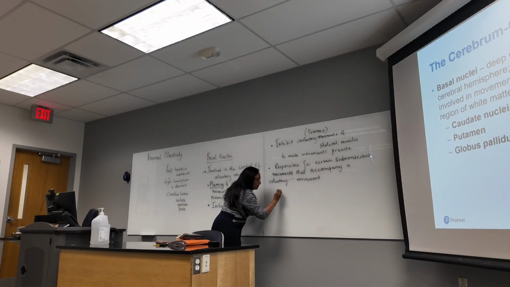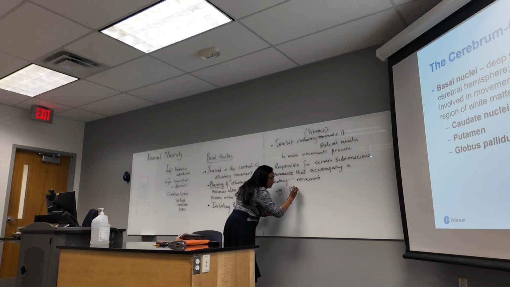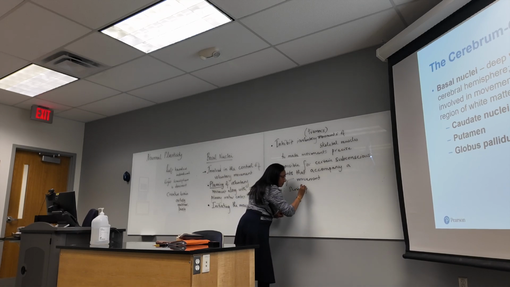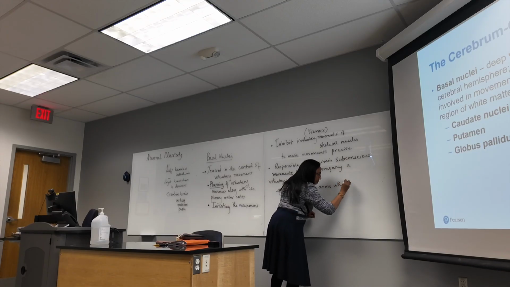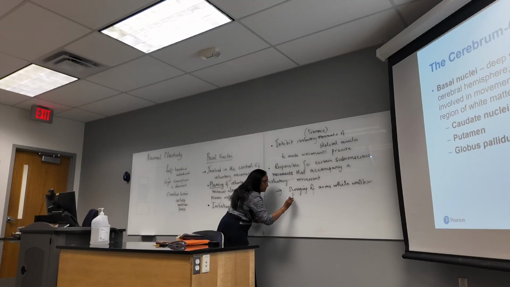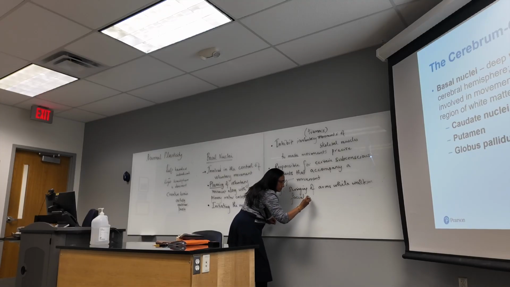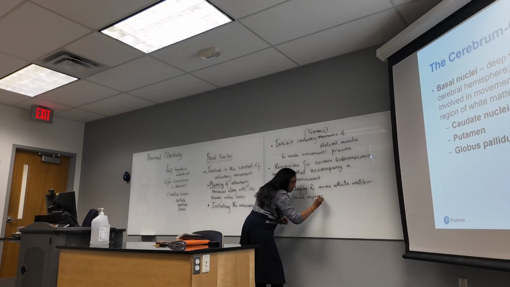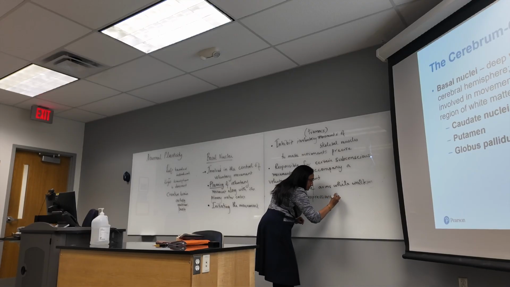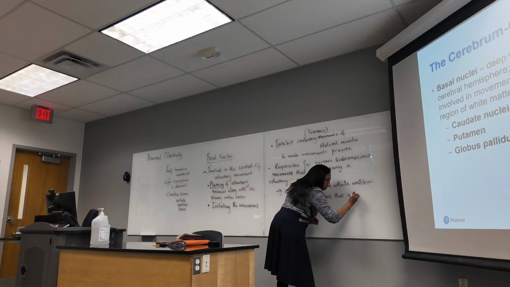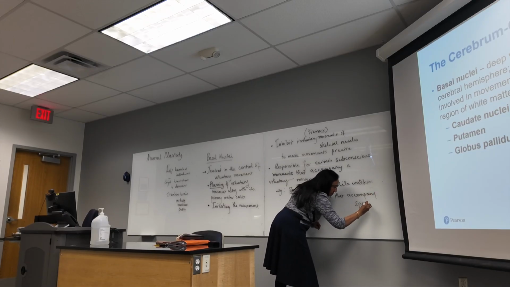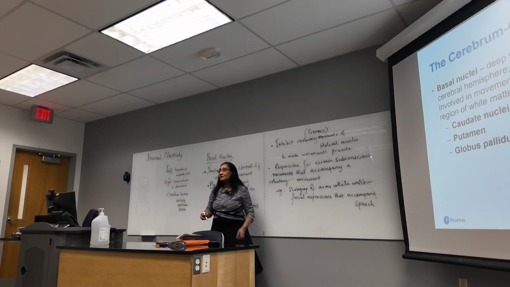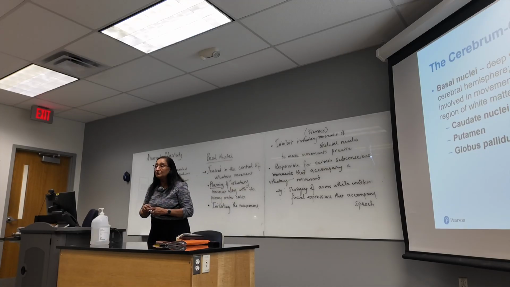Okay? So example for this would be swinging of the arms while walking. And the second example would be facial expressions that accompany speech. Okay, so these are controlled by the basal nuclei.